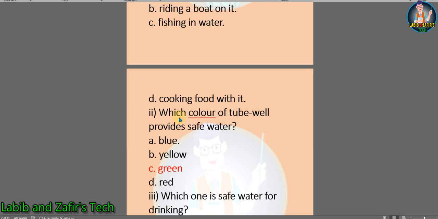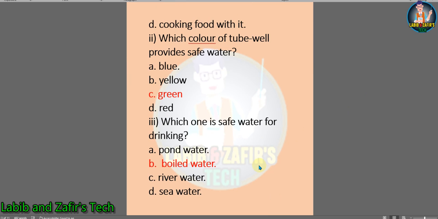Now our next question, number 2. Which color of tube well provides safe water? A. Blue. B. Yellow. C. Green. D. Red. The answer will be C. Green. So students, we know the safe water in tube well will be green.